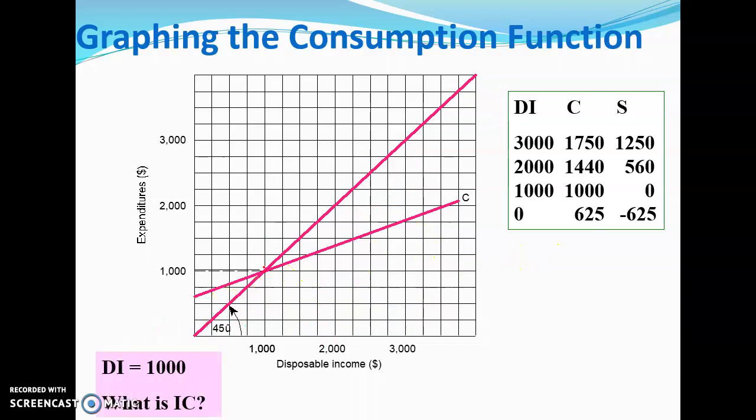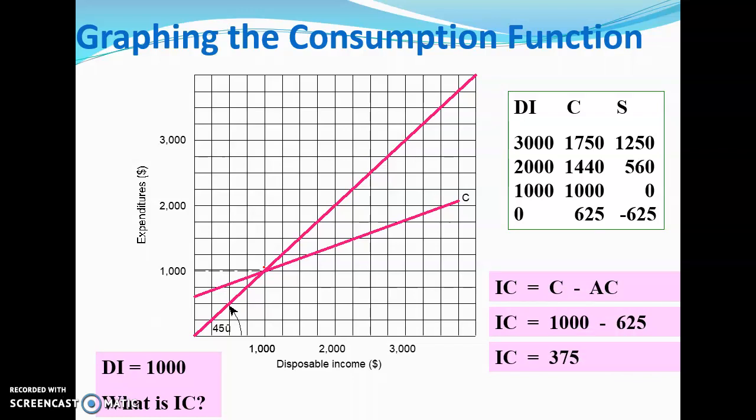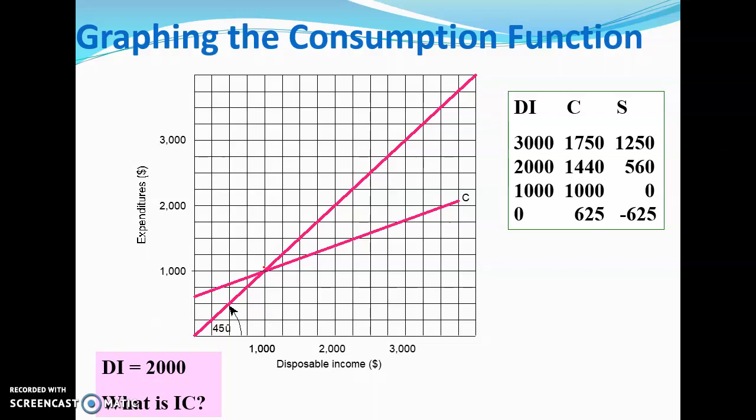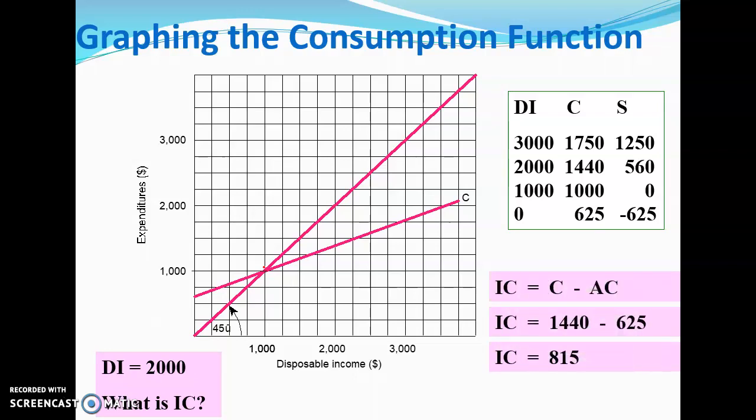So if your disposable income is equal to 1000, what is the induced consumption? At this point, your autonomous consumption is equal to 625. So 1000 minus 625, your induced consumption is equal to 375. Now what happens if your disposable income is equal to 2000? Then your autonomous consumption is equal to 625. Your consumption was equal to 1440. Now 1440 minus 625, the answer is equal to 815, which is your induced consumption.